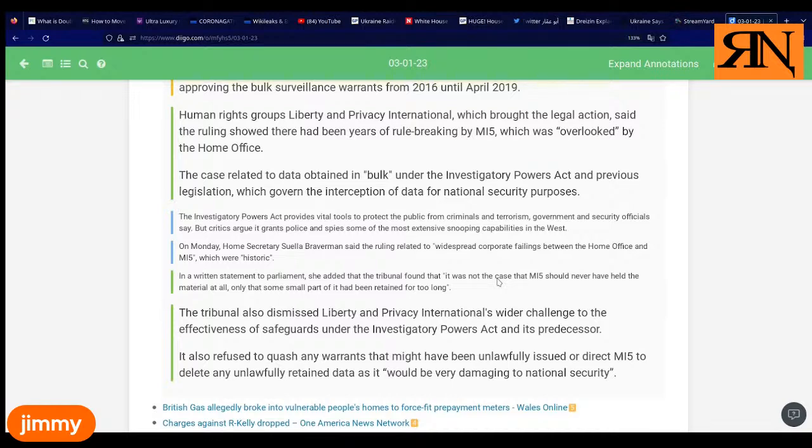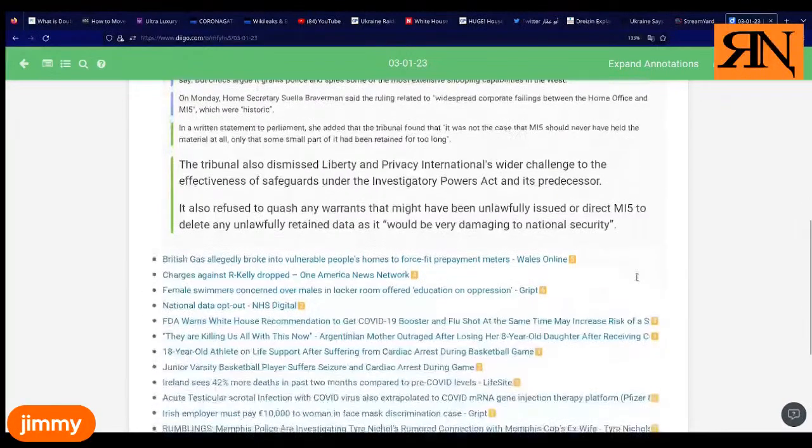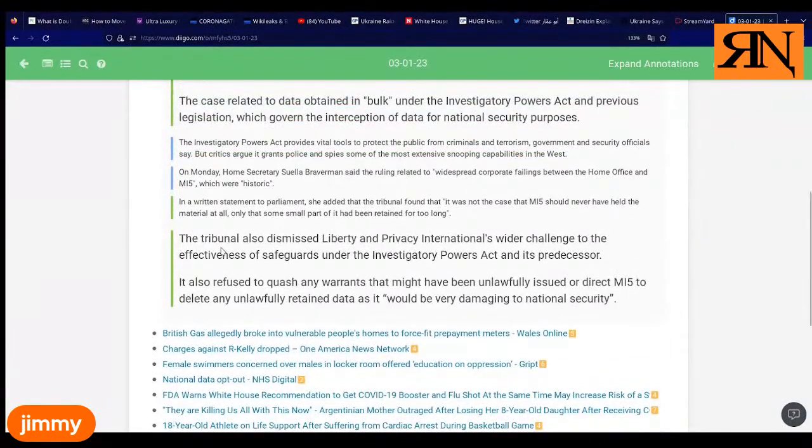Right, so this is interesting. This was the part that piqued my interest. What they're saying here basically is that it wasn't wrong that they had the data or that they'd done the surveillance, but the problem was that they had held onto the material for too long. It's just word salad, right?